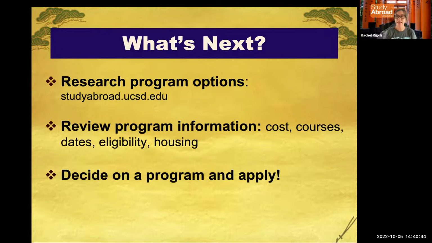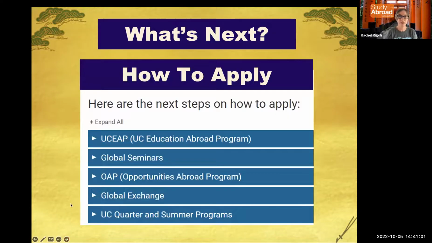Go on our website, start reading about the programs, get on the EAP website, look at courses, look at cost, read about the programs, and then hopefully you can make a decision on a program that's a good fit for you, and then start the application process. Here is information on how to apply. It's just a little snapshot from our website.